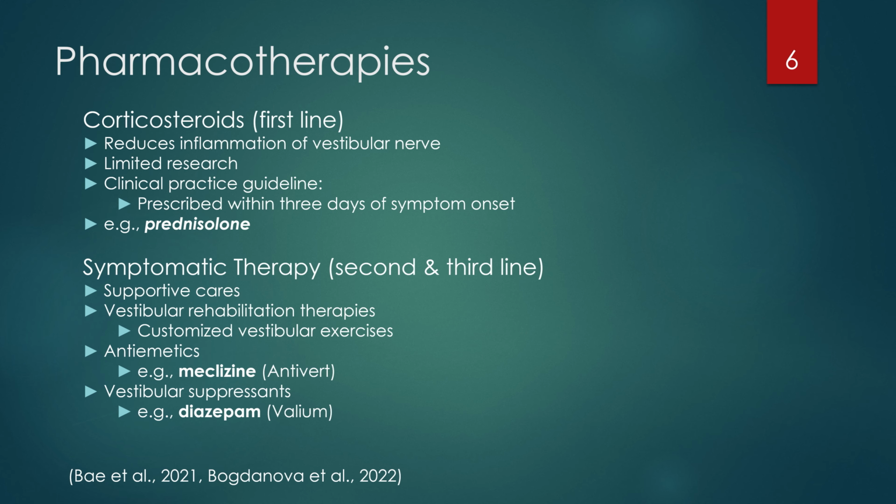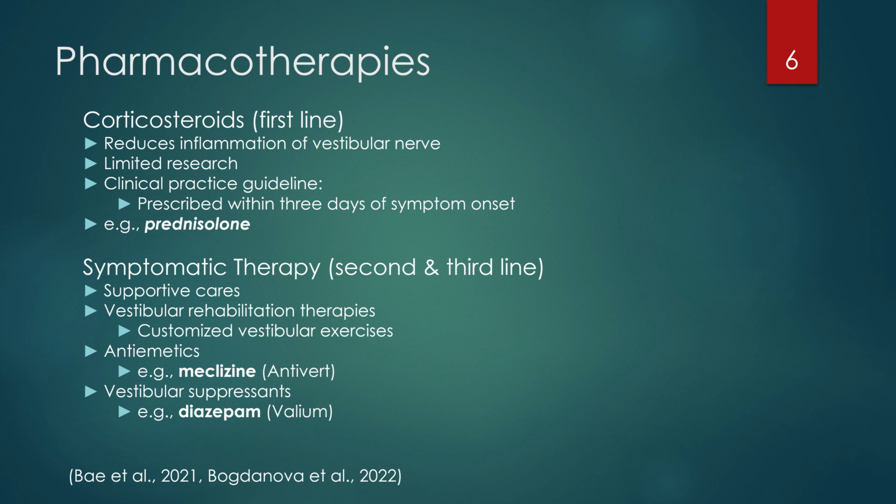Pharmacotherapies. Corticosteroids are used to reduce inflammation of the vestibular nerve to improve VN. However, there is limited significant research, and as a result, this calls for higher quality randomized controlled trials to better evaluate the efficacy of corticosteroids. Corticosteroids are the first line of treatment, and they should be prescribed within 3 days of symptom onset. The most common corticosteroid prescribed for VN is prednisolone.